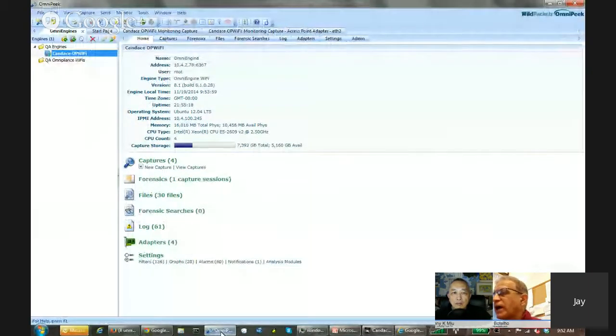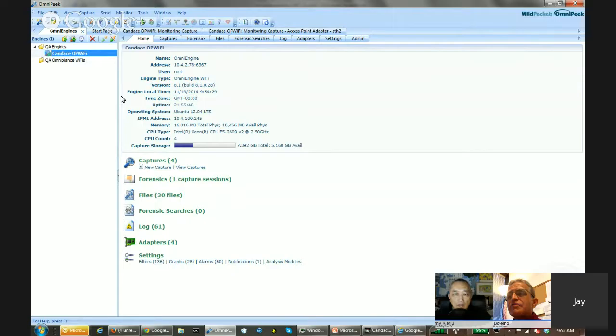Well, yeah, we can see OmniPeak. Okay, so now I'm in OmniPeak. For those of you that may or may not be familiar with OmniPeak, the primary use of OmniPeak in wireless today, as I said, is as a local portable wireless LAN analysis device.